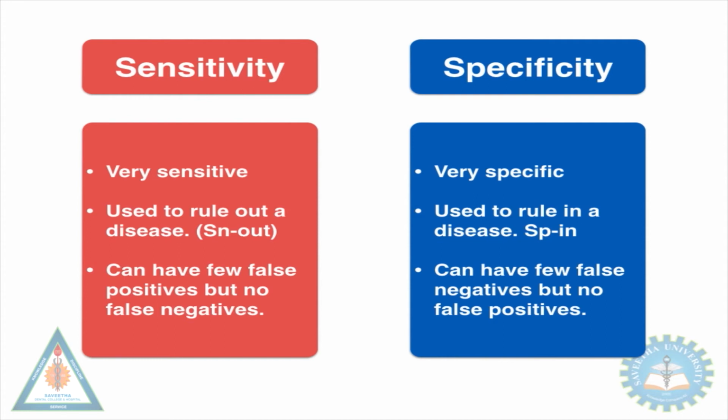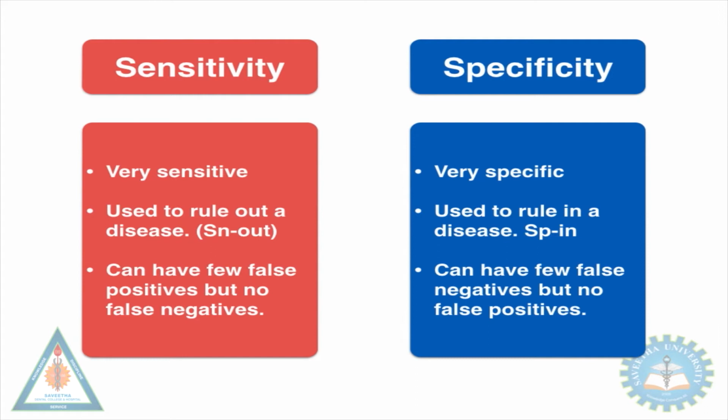Sensitive tests are sensitive in the sense that they will detect even the mildest form of the disease. They are used to rule out the disease, meaning if a sensitive test is negative, you can safely say the person does not have the disease. Whereas specific tests are much more specific for the disease, meaning they are used to rule in the disease. They are used as a confirmatory test to finally say whether the disease is present or not.